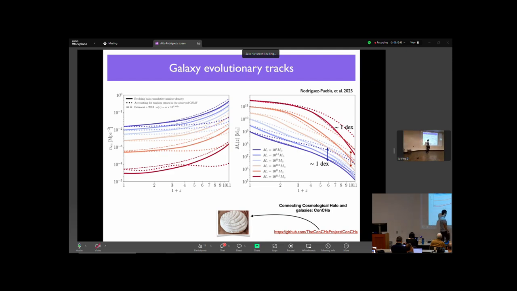By the way, there is this GitHub where you can download the code and reproduce all those figures that I've been showing. This is a project that we call Concha. Concha in Spanish is, in English, shell. It is like a sweet bread in Mexico that is very famous and everybody loves them. So we decided to call it Concha.